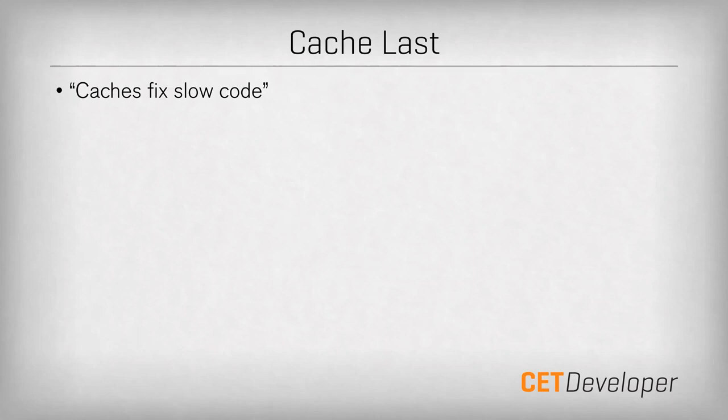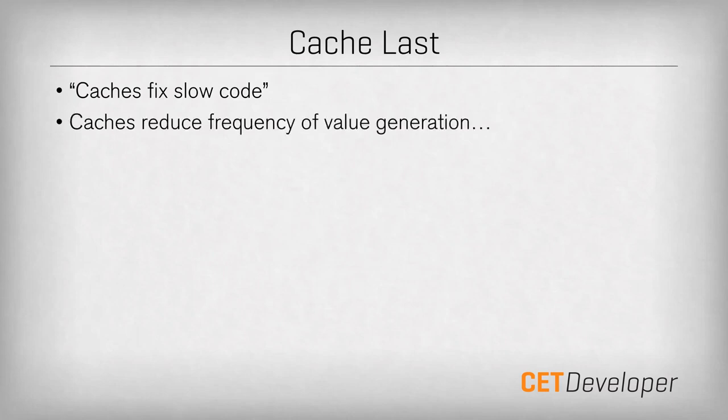Keep in mind that caching is not about eliminating this code that's being cached. It's reducing the number of calls to it. Caches will reduce how often you need to generate these values or generate this output, but it doesn't eliminate them. If the code you're trying to cache is still poorly performing, it will still be poorly performing after the cache is added.